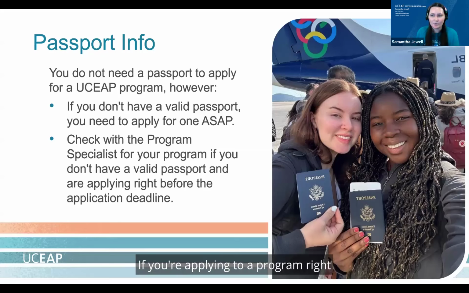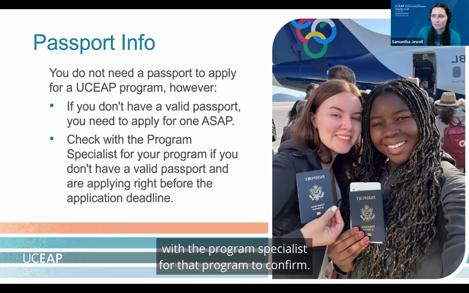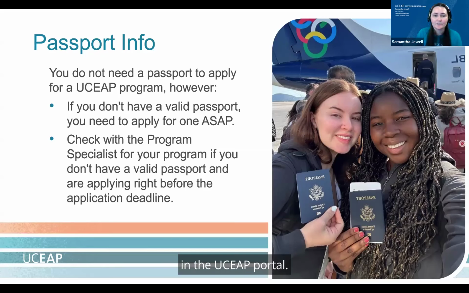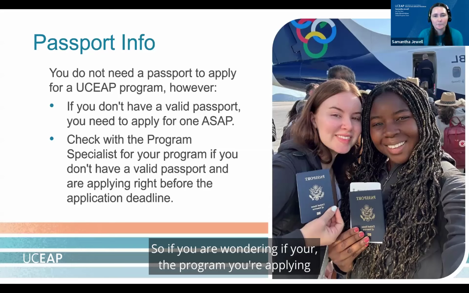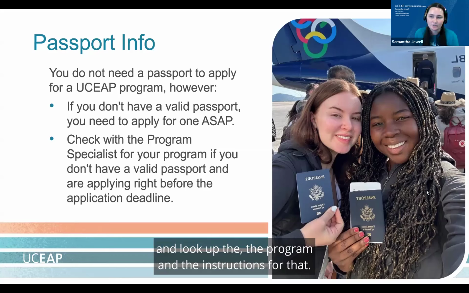If you're applying to a program right before the application deadline and you don't have a valid passport, check in with the program specialist for that program to confirm you'll still be on track to participate in the program. The program might have a passport advisory that you can view on the application requirements in the UCEAP portal. So if you are wondering if the program you're applying for has specific instructions about passports or needing passport info by a certain date, you can go into the UCEAP portal now and look up the program and the instructions for that.